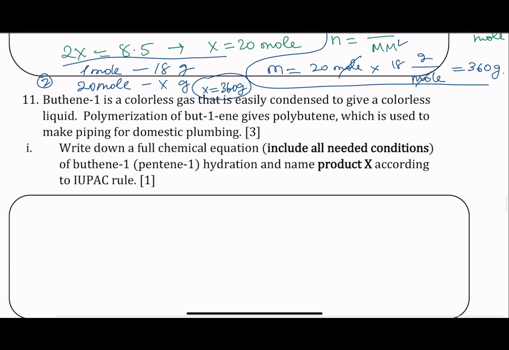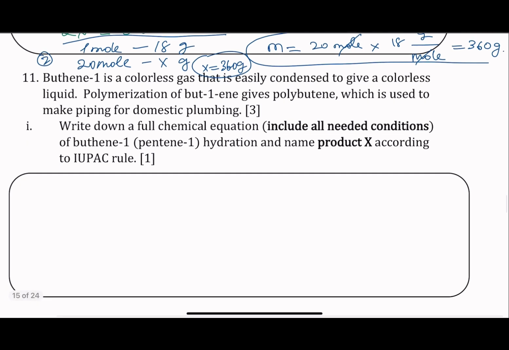And now the next question. Butene-1 is a colorless gas that is easily condensed to give a colorless liquid. So this is general information. Polymerization of butene-1 gives polybutene, which is used to make piping for domestic plumbing. Write down a full chemical equation, include all needed conditions, of butene-1 hydration, and name product X according to IUPAC rules.